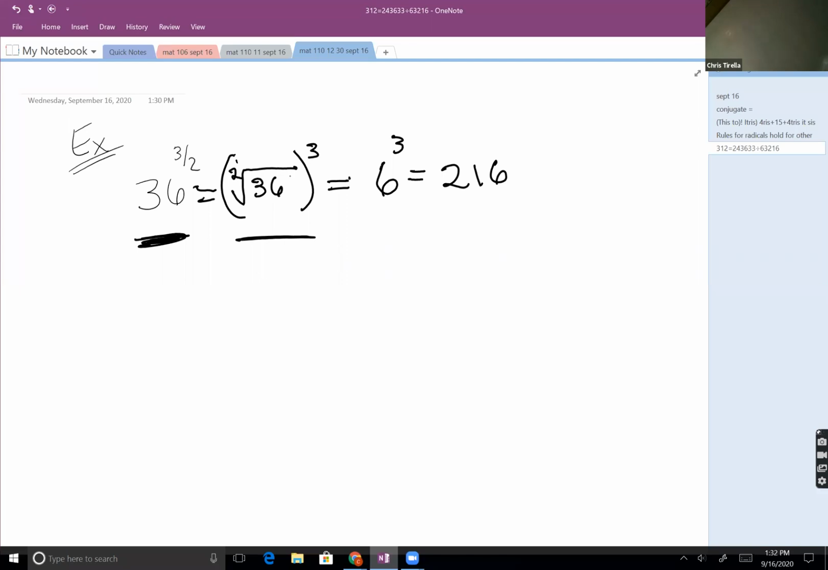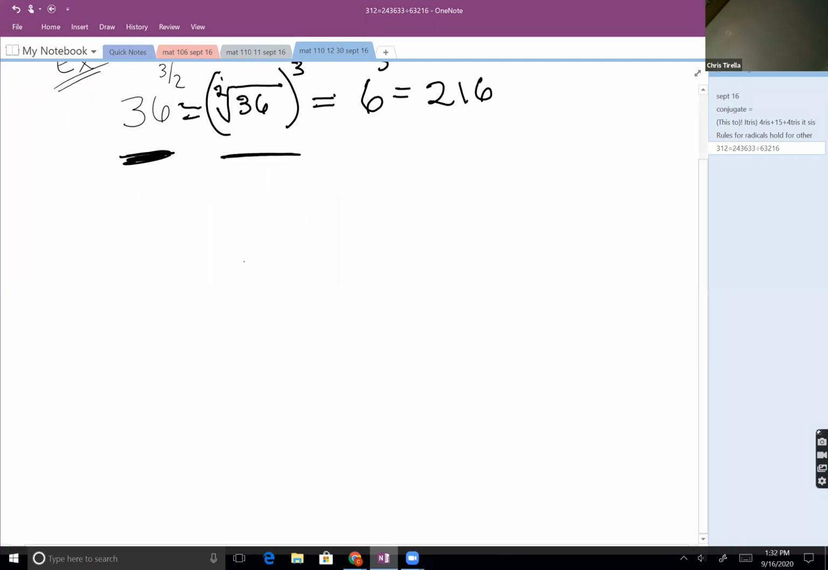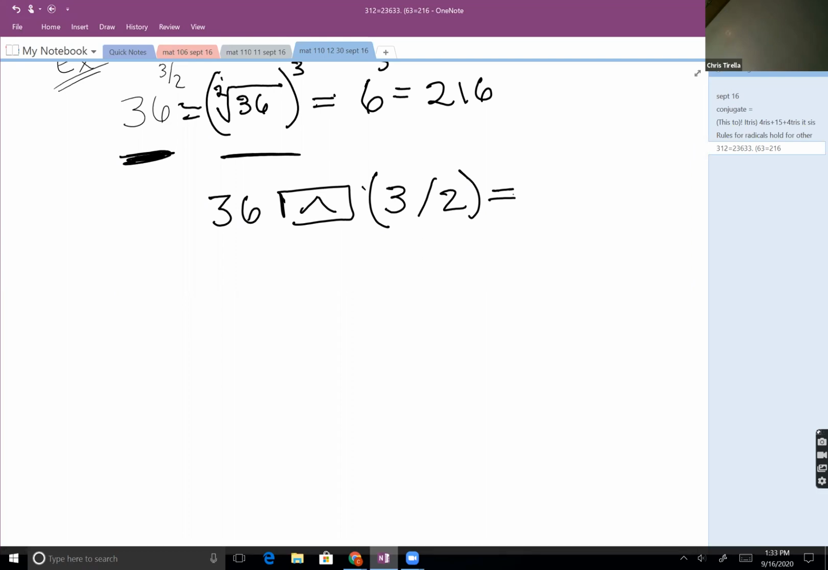In terms of evaluating, do I really want to do this? You could just evaluate that with the calculator, if it's going to come out to be a rational number. You could take 36, use your caret button for the exponent. But what's important is if your exponent is a fraction, you put it in parentheses, 3 divided by 2, so that your calculator will evaluate fractional exponents.